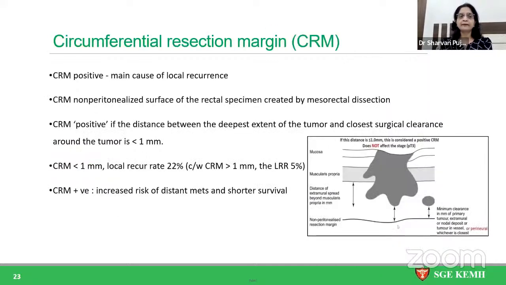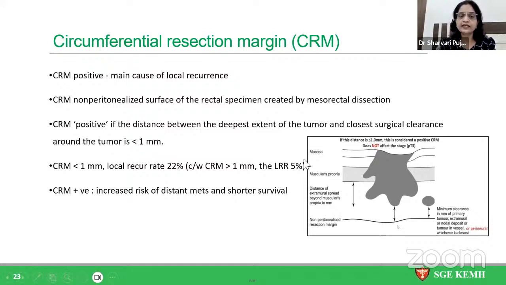So what is the CRM? It is the circumferential resection margin, which is the non-peritonealized surface of the rectal specimen created after mesorectal dissection. This is the main cause of local recurrence when the CRM is positive. It is considered positive if it is less than 1 millimeter, that means the distance from the tumor or tumor deposit to the closest non-peritonealized surgical resection margin should be at least 1 millimeter or more.